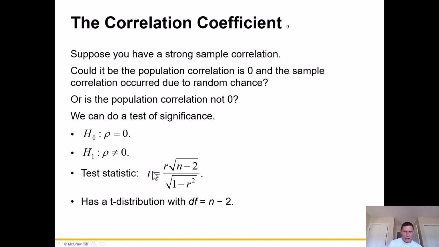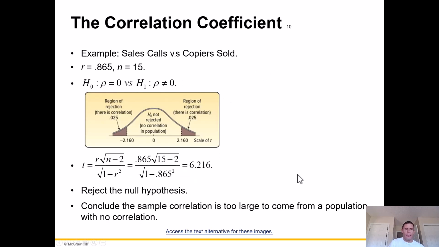We have our test statistic. t equals, on the numerator, r times the square root of n minus 2, and on the denominator, the square root of 1 minus r squared. So we have a t distribution with degrees of freedom equal to n minus 2, where n is the sample size.